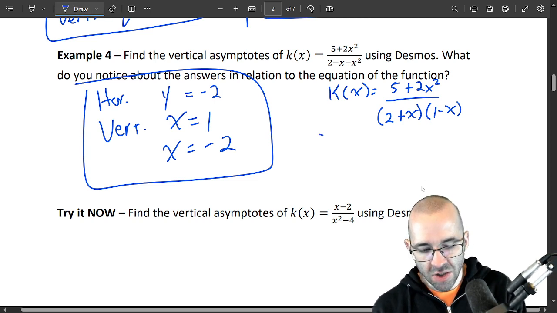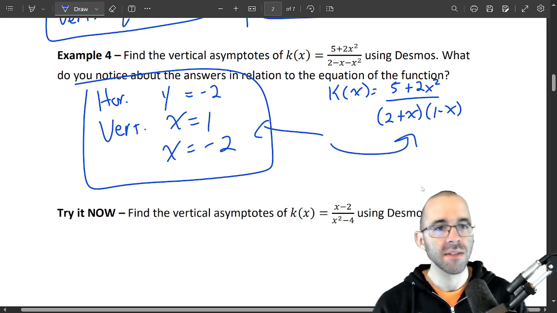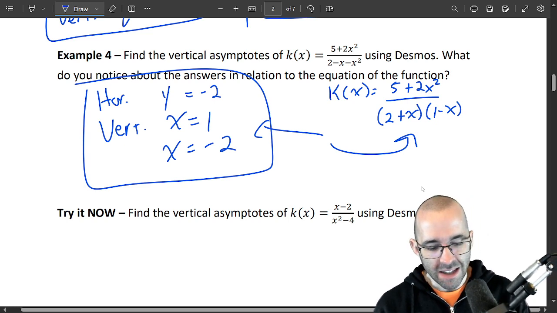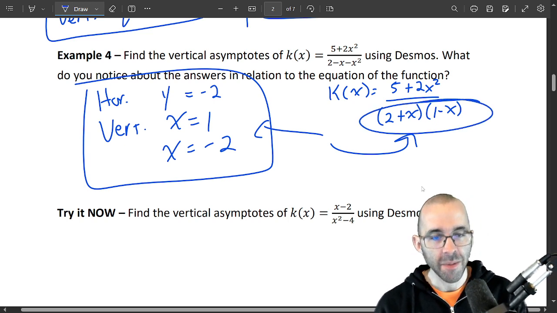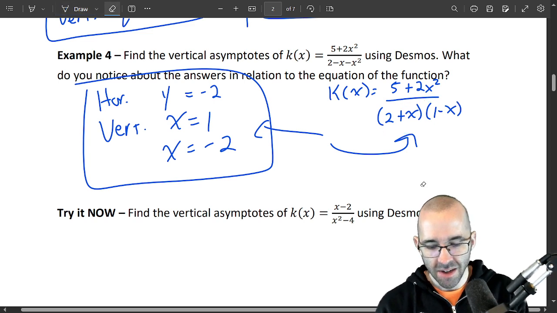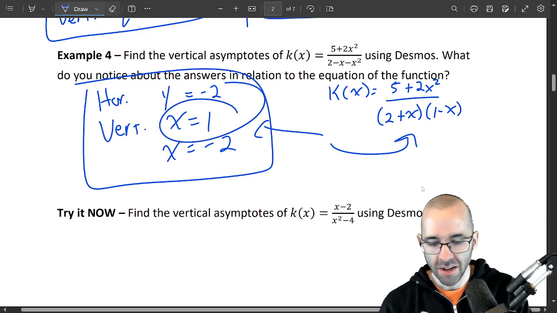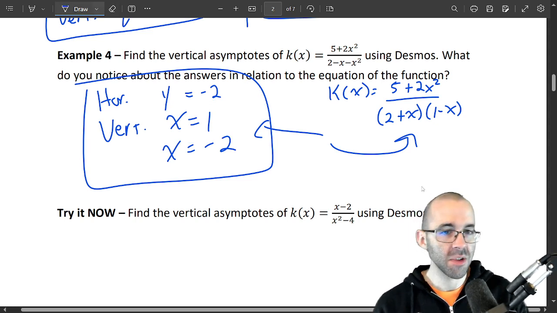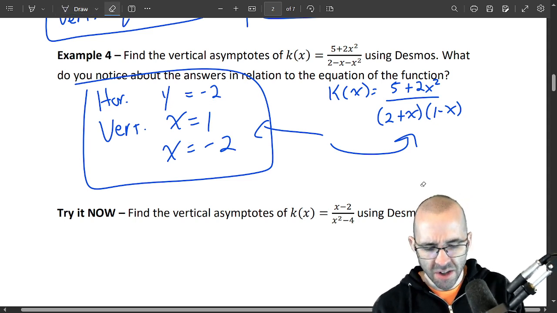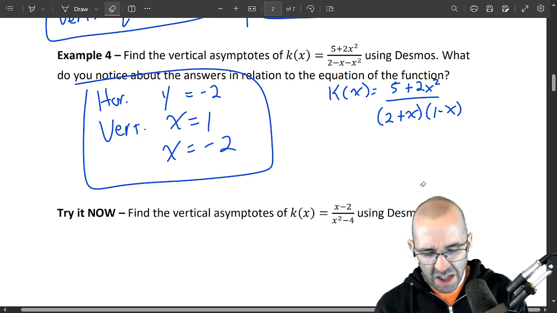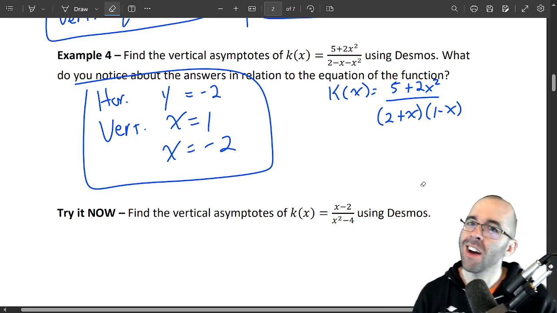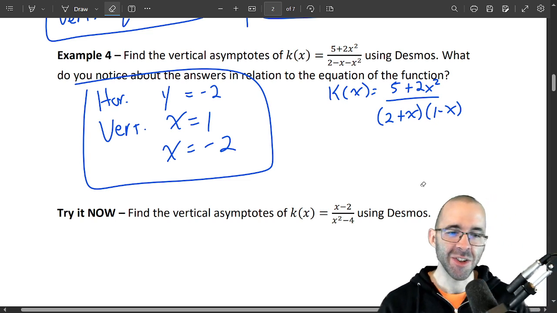So what do you know about the connection between our vertical asymptotes and our denominator? It's just like before, right? If x is positive 1, our denominator is 0. Big problem. That's why there's an asymptote here. We'll talk about that in the next video. Similarly, when x is -2. Horizontal asymptote, it's not really obvious where that y equals -2 is coming from. If you see it, that's great. Otherwise, we'll cover it in a future video.